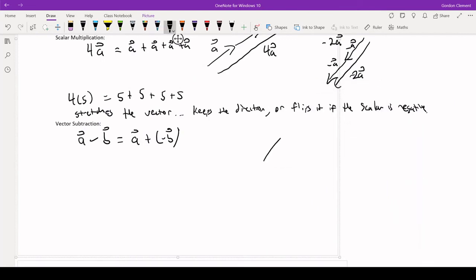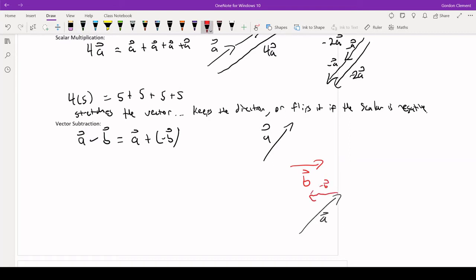So if I have the vectors, say, A, and we'll say B going this way, if I wanted to subtract those, I would draw A, and then I would draw negative B, so B in the negative direction, going that way, and I would get this vector. This vector would be A minus B. So that's one way to define subtraction.